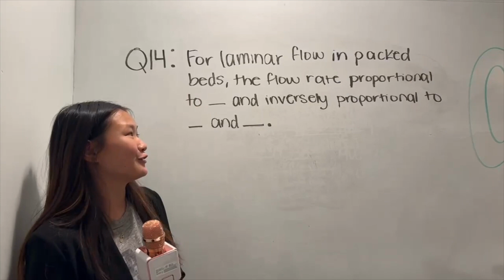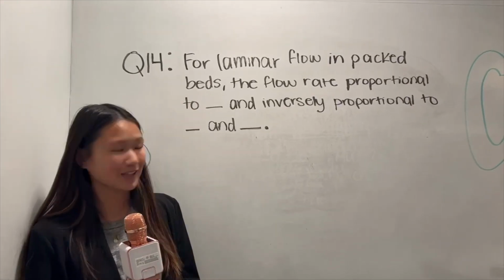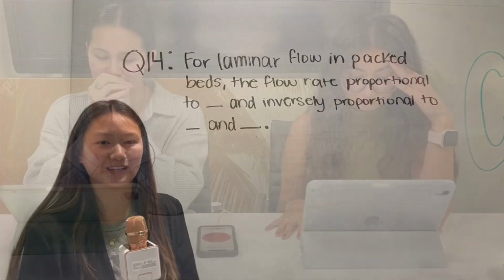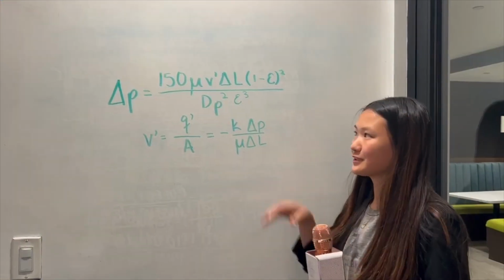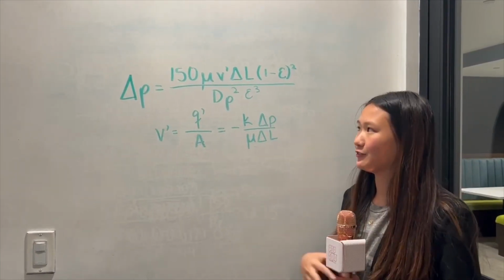For laminar flow in packed beds, the flow rate is proportional to blank and is inversely proportional to blank and blank. What is proportional to delta P and inversely proportional to viscosity and length? That is correct. Using the Blake-Kozeny equation shown as the first equation, we can find V prime.